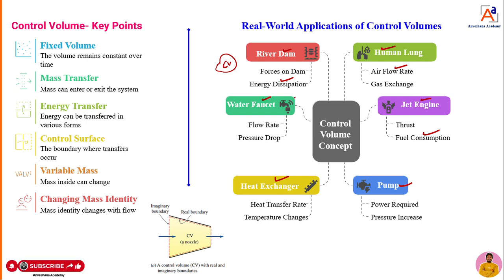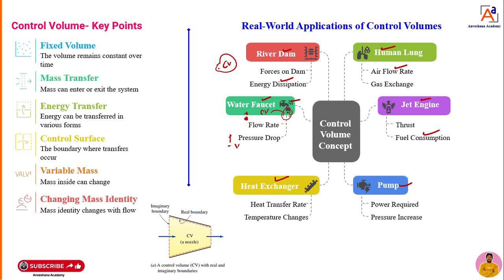Now when it comes to a tap, you can see the water is coming. Then I'm going to put a volume here. That volume will help us to calculate the mass flow rate, and when it comes to water, pressure also I can calculate, velocity also I can calculate. The control volume means a fixed region that we are going to consider.